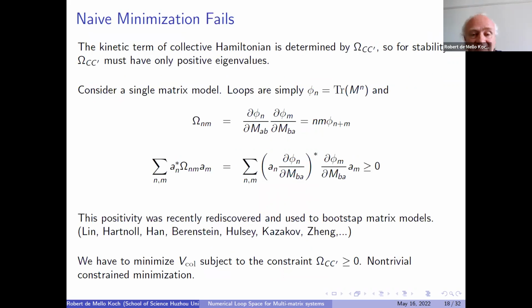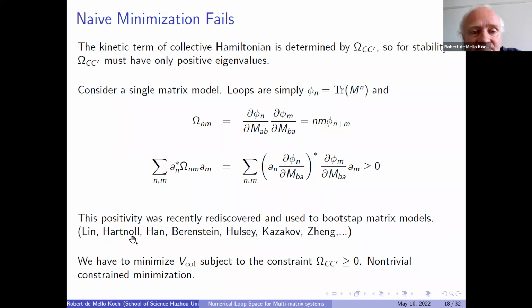Okay. Now, when you go ahead and try to solve the problem, it turns out that a naive minimization fails. Basically, the reason why it fails is that when you find the minimum of the effective potential and you work out the eigenvalues of the loop joining matrix omega cc prime, it has some negative eigenvalues. So the potential really has a minimum when omega cc prime is not positive definite. And that, in fact, is not a physical solution.